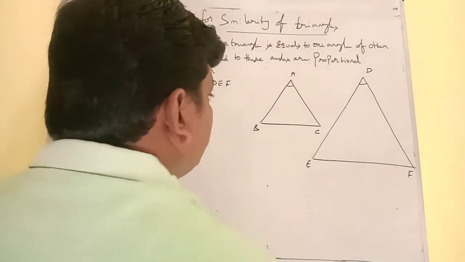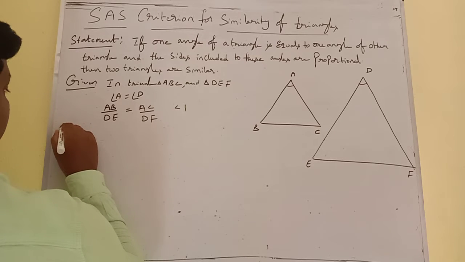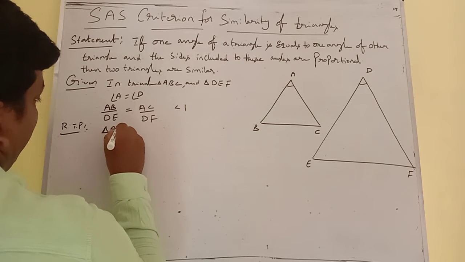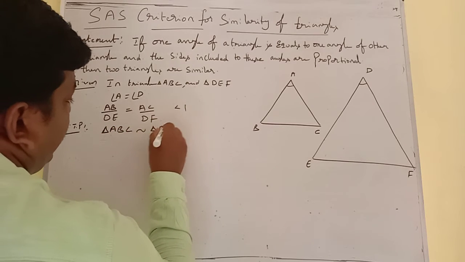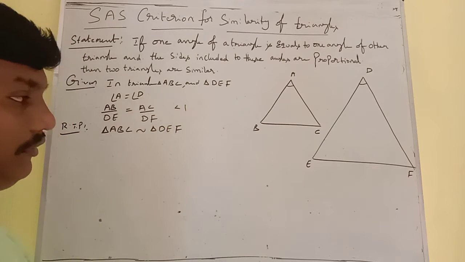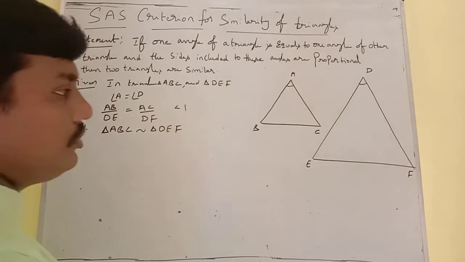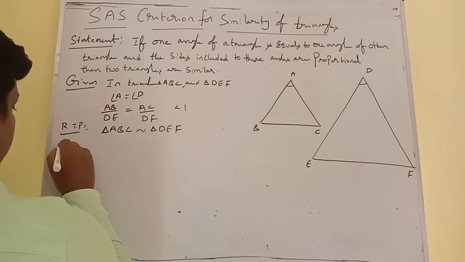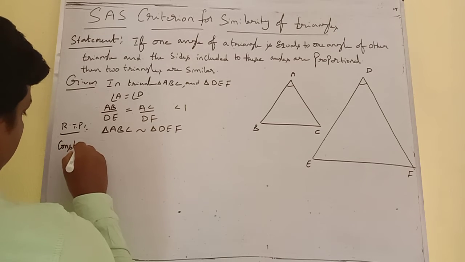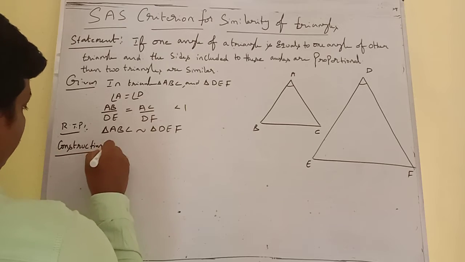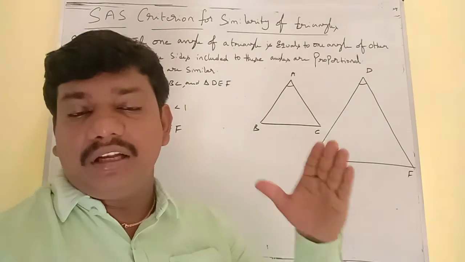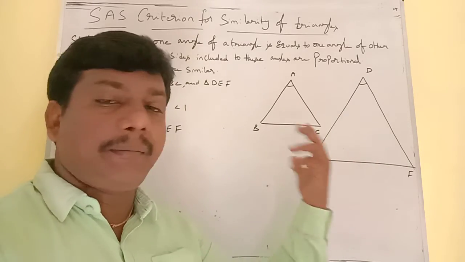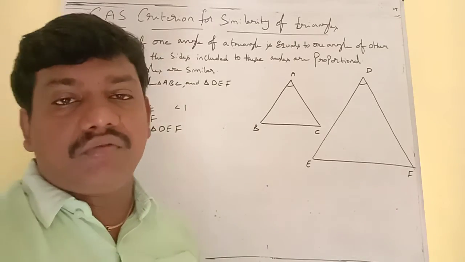So what we have to prove? Required to prove: triangle ABC is similar to triangle DEF. We should not prove the similarity directly. That's the reason why we need some construction. Already in the previous similarity rules, that is the angle similarity rule and the side similarity rule, we faced this type of construction. Here also we are going to consider the same construction.